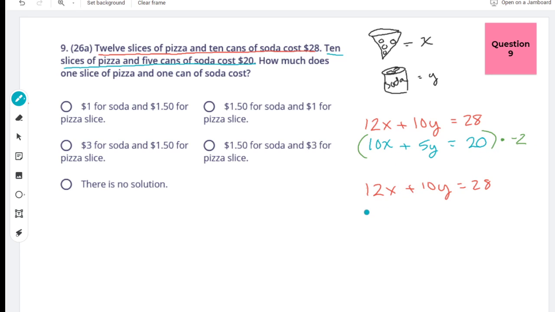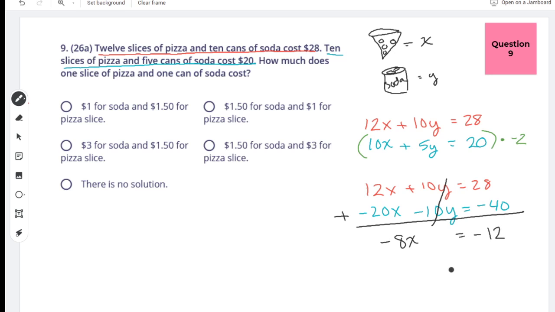So 10x times -2 is -20x. 5y times -2 is -10y. And 20 times -2 is -40. And so now we are all set to add the two equations together. So 12x plus -20x is -8x. 10y plus -10y cancels out. And 28 minus 40 is -12.